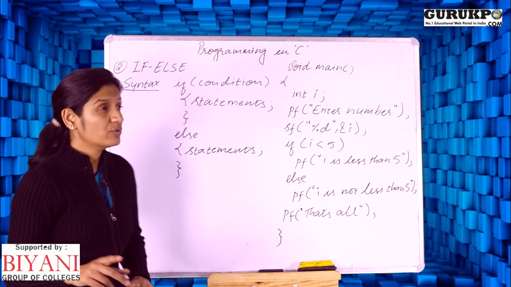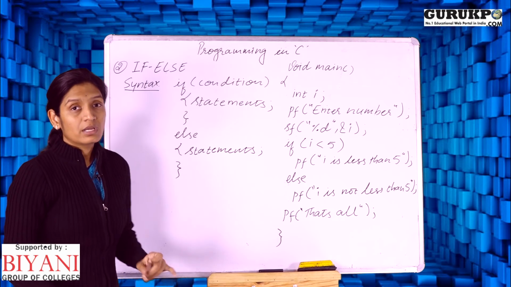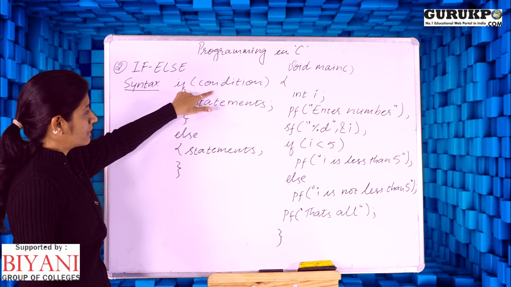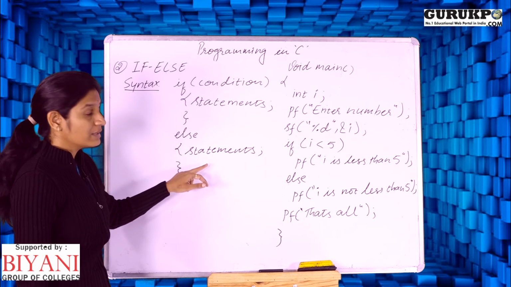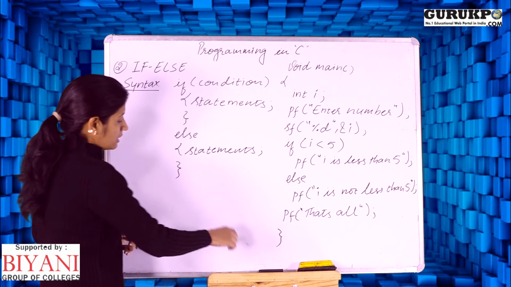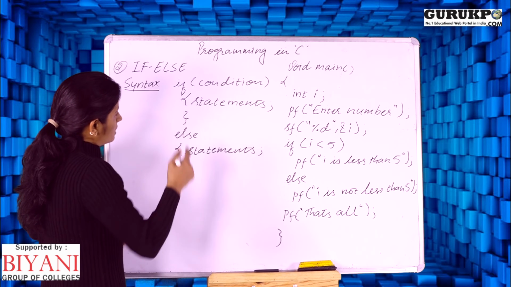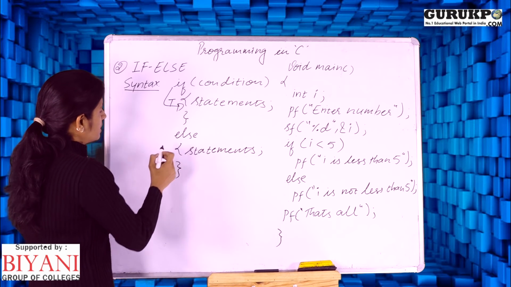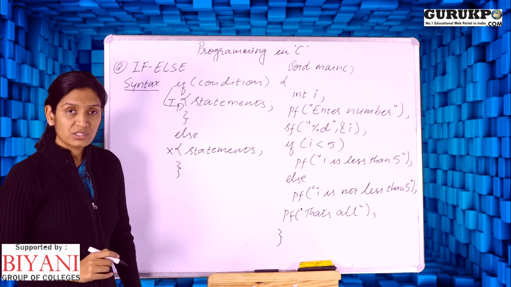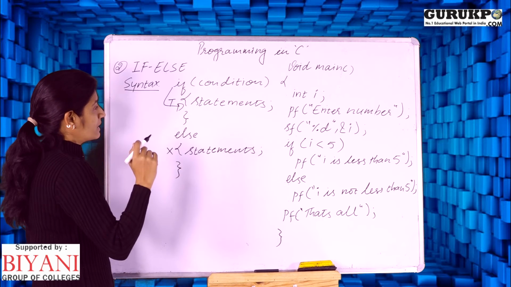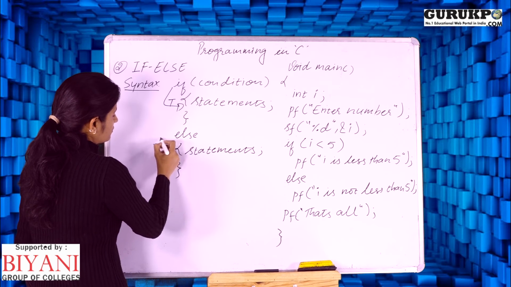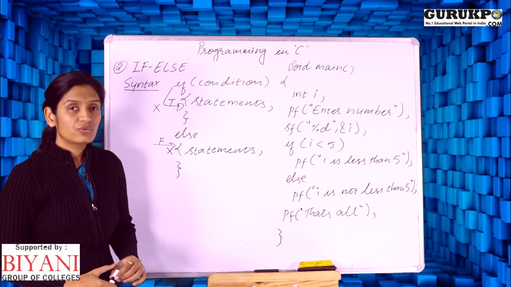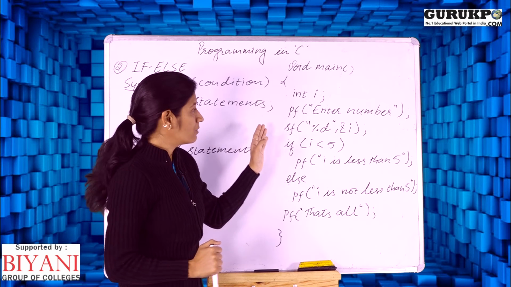Now we will discuss the second variant, that is if else. Here we have given the syntax like if, condition, then statements, then else, then statements. What does it mean? If the condition will become true, this set of statements will be executed and this will not be executed or it will be skipped. And in case of false, this set of statements will be executed and this will not be executed in the case of false. Let's see this with the help of an example.